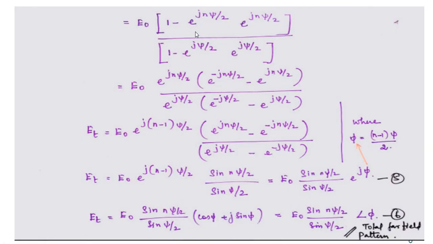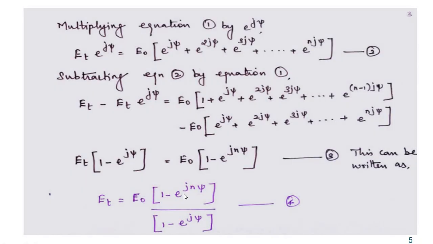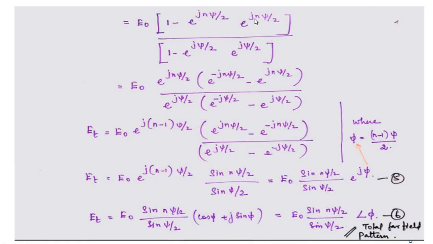So here I can write e power j n psi can be written as e power j n psi by 2 into e power j n psi by 2. So if we multiply these two, we will get e power j n psi. And similarly in the denominator, e power j psi can be written as e power j psi by 2 into e power j psi by 2.